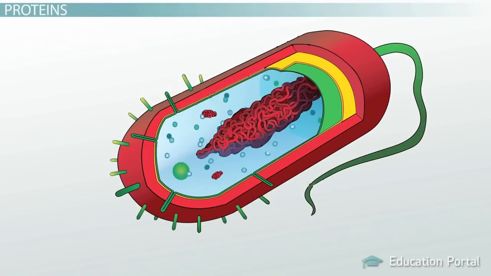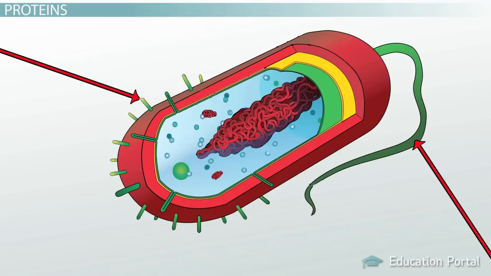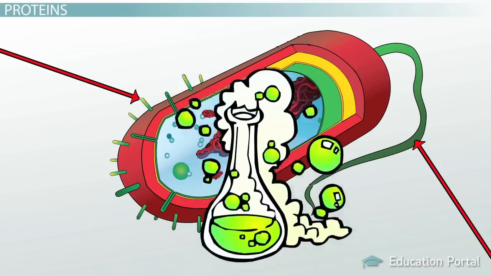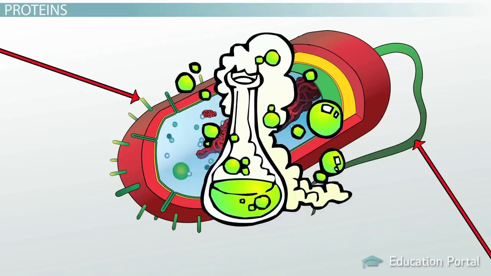Proteins play important roles within a cell. Some make up the structure of cell components, like a flagellum or a pilus, and many play the role of enzymes to catalyze the reactions necessary for life. Let's take a look at a protein.